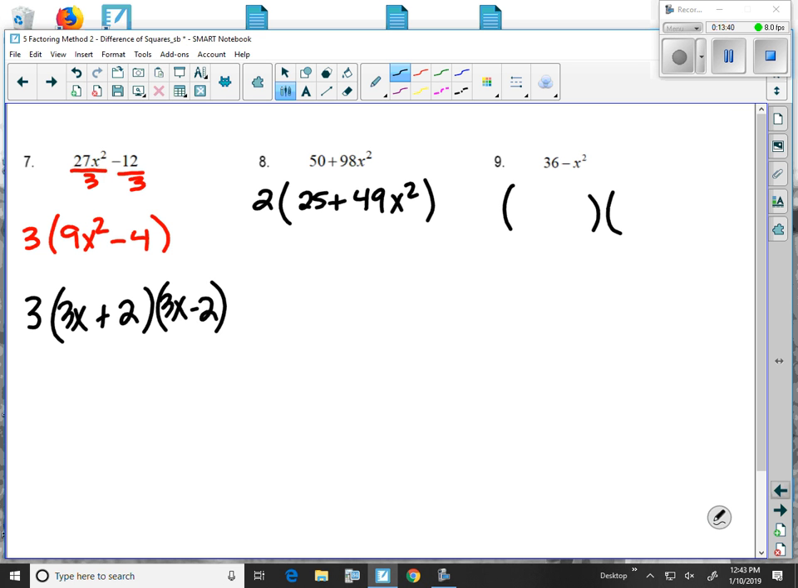That one's pretty easy. What are you gonna get? 6 plus x, 6 minus x. Okay, go ahead and do the problems at the bottom.